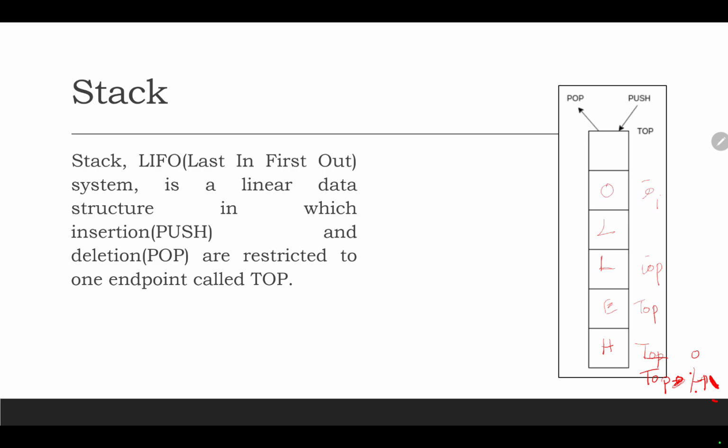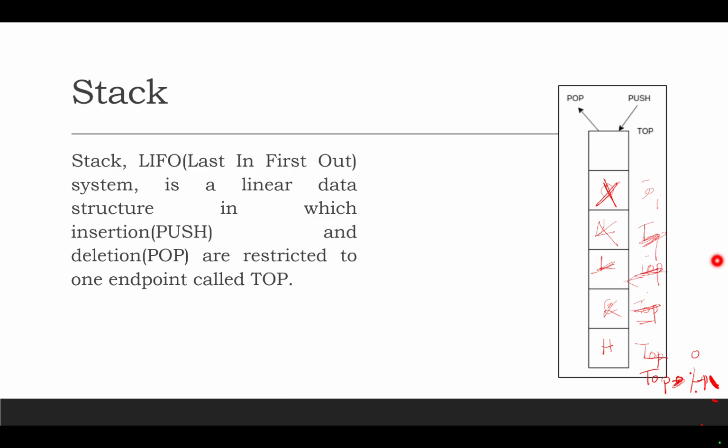When you are trying to do the pop operation, it will delete the value which is denoted by the top. The top is here, right? So first O will be removed, the top value is decremented, and now the top position is here. Next L is removed, and the top is decremented. Then I am removing the next L, so the top is decremented, so top is here. Then I am removing E, so the top value will be decremented. Like this the operations will be done in a stack.